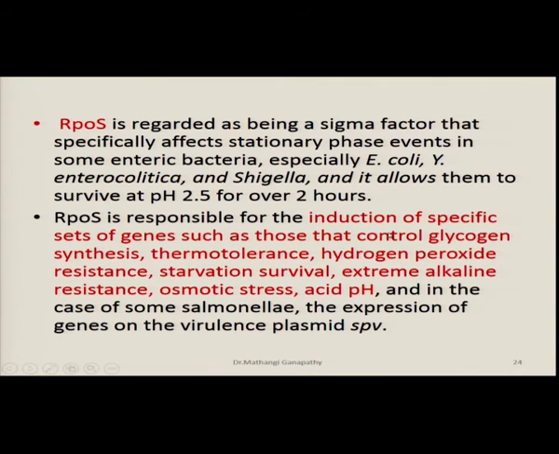It is responsible for the induction of specific sets of genes such as those that control glycogen synthesis, thermotolerance, hydrogen peroxide resistance, starvation survival, extreme alkaline resistance, osmotic stress, etc. And in the case of some Salmonella, the expression of genes on the virulence plasmid, also SPV. So, the activation of RPOS here in turn will activate the virulence plasmid SPV. Together, these two will result in overproliferation of the organism concerned, making the person more sick.